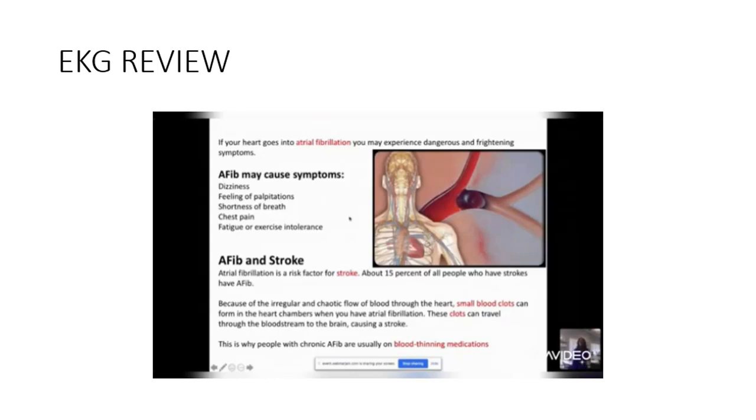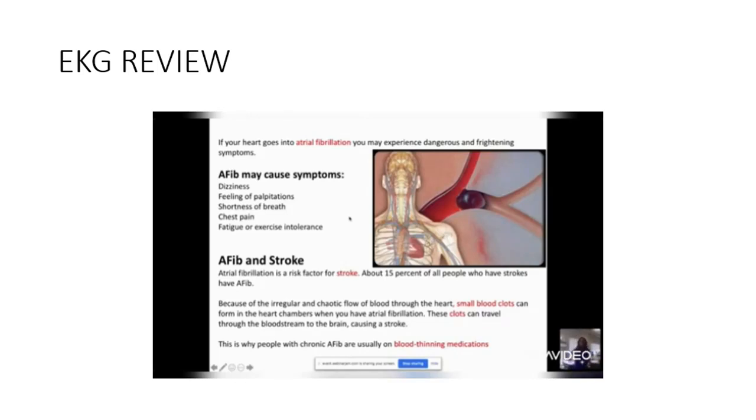So they're going to be dizzy. They're going to feel some palpitations. They're going to be short of breath. They can't go up stairs like we just did this morning. They've got chest pain. Okay? They're tired. They're doing nothing and they're out of breath. So these are some of the signs and symptoms you're going to see.